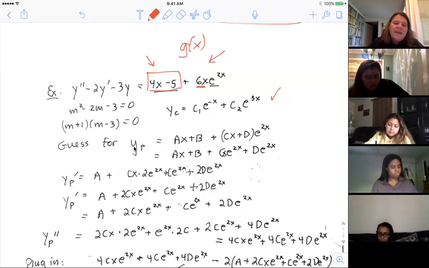Now, let's talk about a guess for YP. If I look at what would give me a 4x minus 5, that thing is linear. And in much the same way, when I had a quadratic one a minute ago and gave you a generic quadratic as a guess, here we're going to make a generic linear as a guess. So the guess that goes with that part of the function is ax plus b. It's a generic linear thing. That's where I'm going to get linear things when I take linear things and differentiate them and so forth.